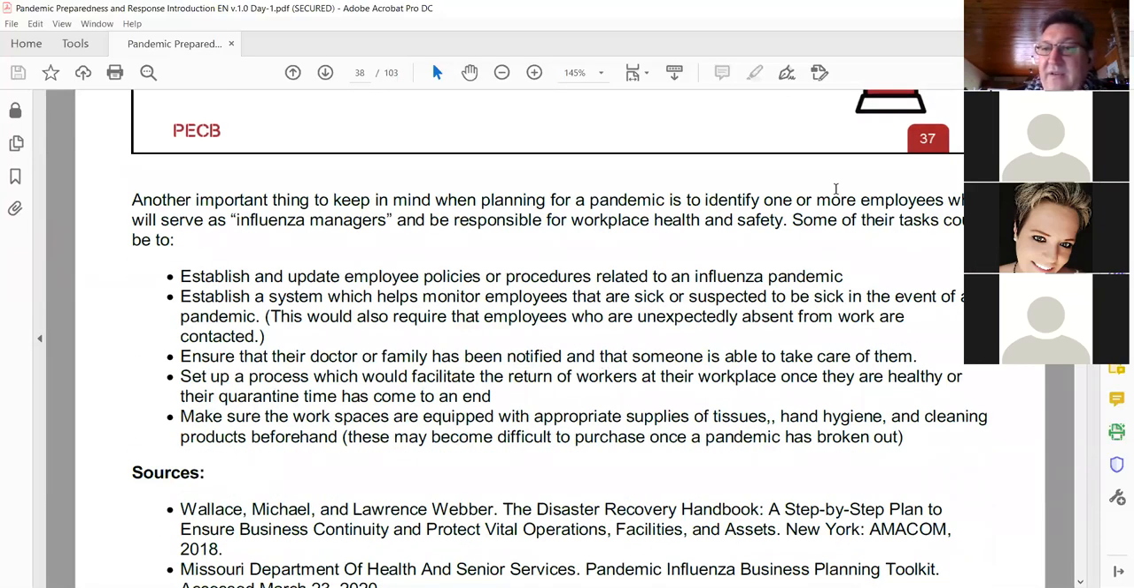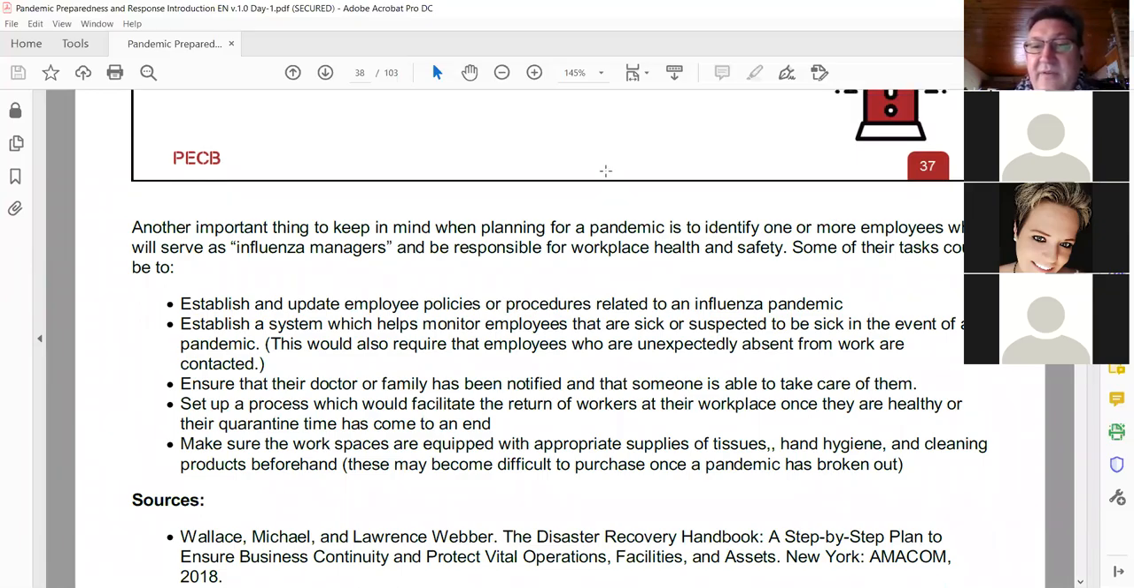So another important thing to keep in mind in the planning for this is that some of the tasks could be establish and update employee policies and procedures related to an influenza pandemic. Establish a system which helps monitor employees that are sick or suspected to be sick in the event of a pandemic. And this is where we're looking at the tracing, the contact tracing of people as well.